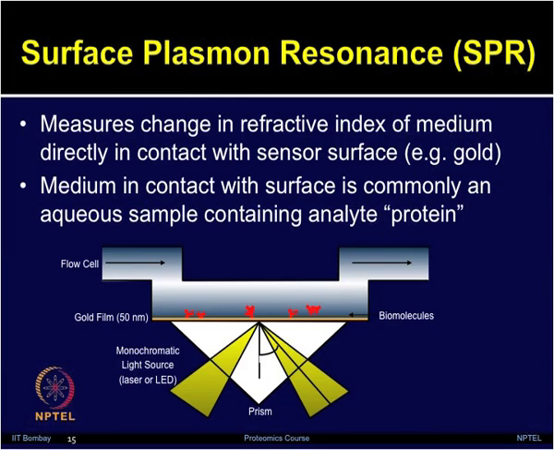in this slide it is shown that you have a prism, a light source, and the antibodies immobilized on the gold surface. You have a flow cell from which you can add the target proteins for which you want to study the interaction. The medium in contact with the surface is commonly an aqueous sample containing the analyte protein. The test protein such as antibodies or purified proteins can be immobilized on the gold surface.